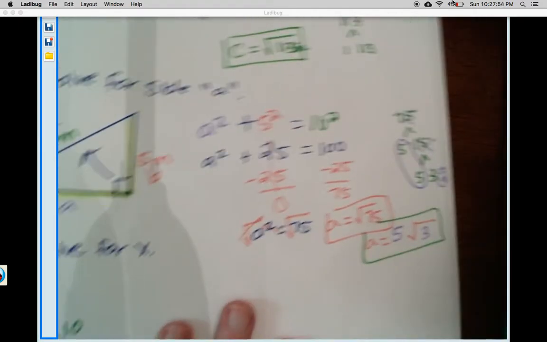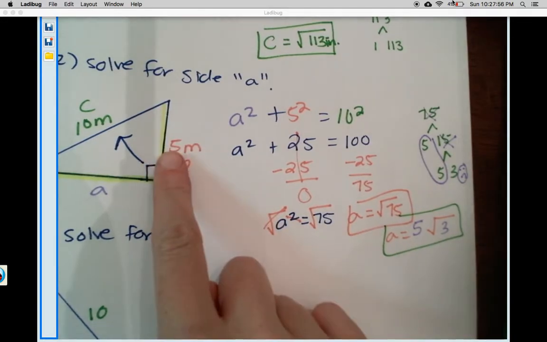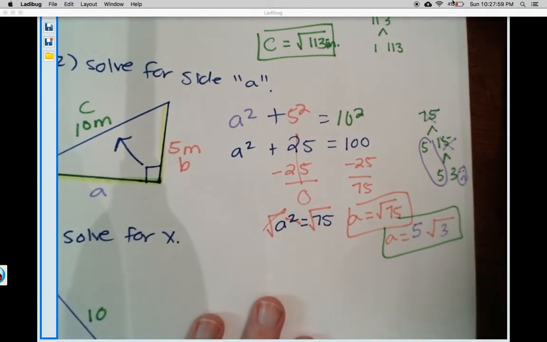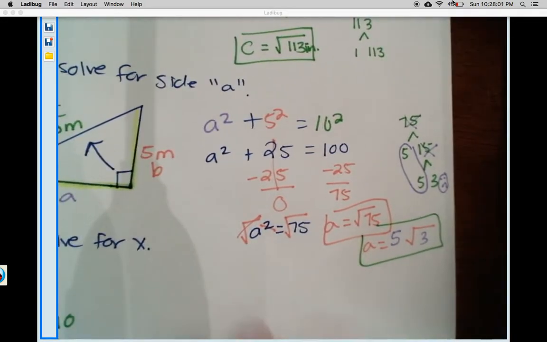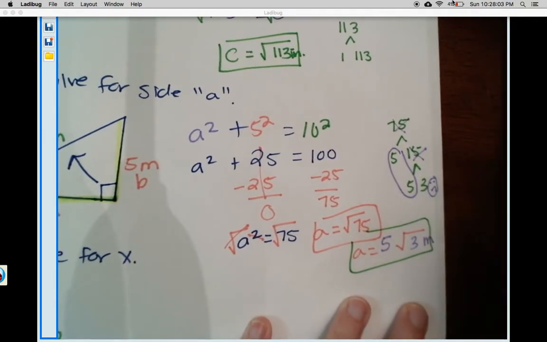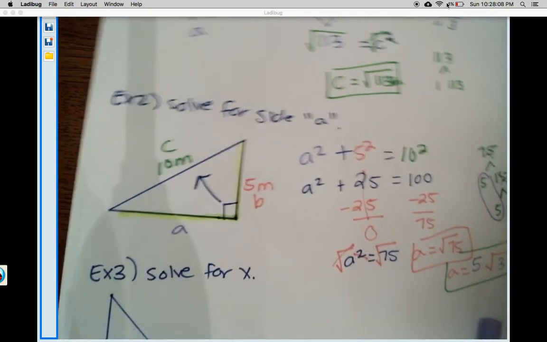Alright, so A is 5 root 3. And holy hot dog, one more thing. Sorry, guys. Since this one has units, I better put some units in my final answer. So since these are all m's or meters, this will be 5 root 3 meters. And now we will be donezo with example 2.